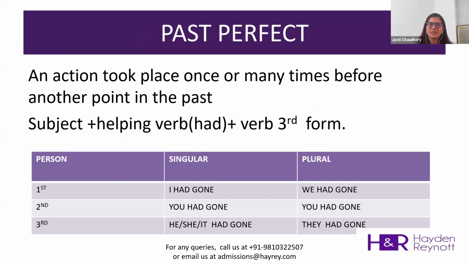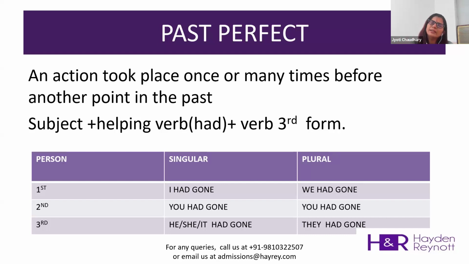The next one is any action that took place once or many times before another point in the past. That is your past perfect tense. So past perfect tense is used when you're talking about simultaneous actions, like one happened and then another action happened at that time. When you called me, I had left my place. That means you want to say that when your second action happened, the first action had already happened before it. So in this case, we use the past perfect tense. Past perfect tense uses had, which is the helping verb, and it uses the third form of the verb, and it talks about the action that has happened before another time or before another action.